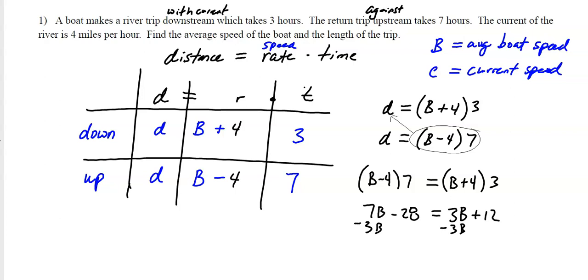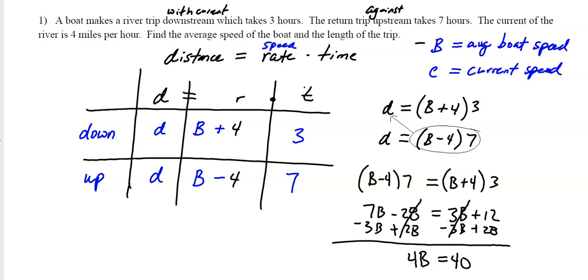And if I do that, I get rid of my B's over here. But now we need to add this 28 to the other side. And I'm going to get 4B equals 40. So B equals 10. So I know that my boat speed is 10 miles per hour.